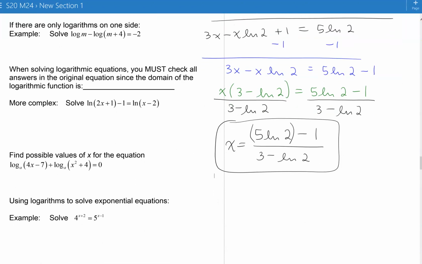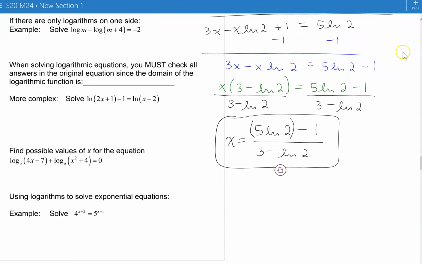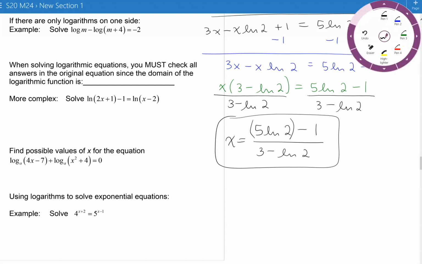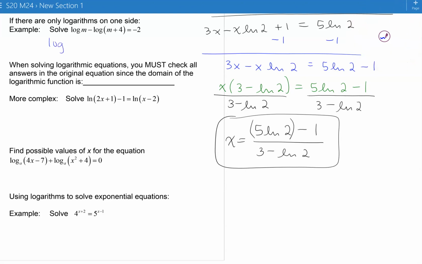Okay, if there are only logarithms on one side, then the trick is going to be to write it in exponential form. So let's first combine the logarithms into a single log. So it's going to be log of m over m plus 4. And that now equals -2. There is no log on the right-hand side. We're not seeing a base, so that means the base is 10.